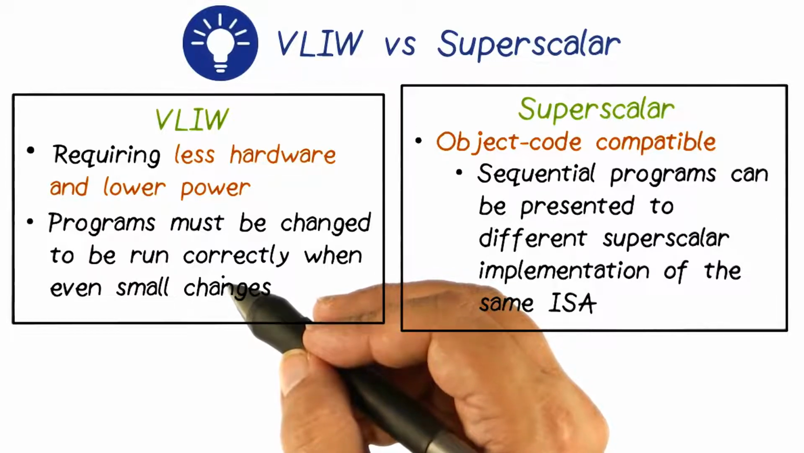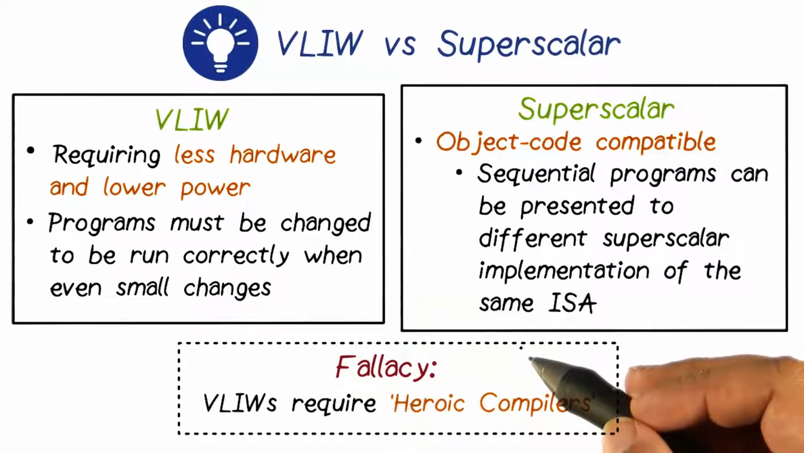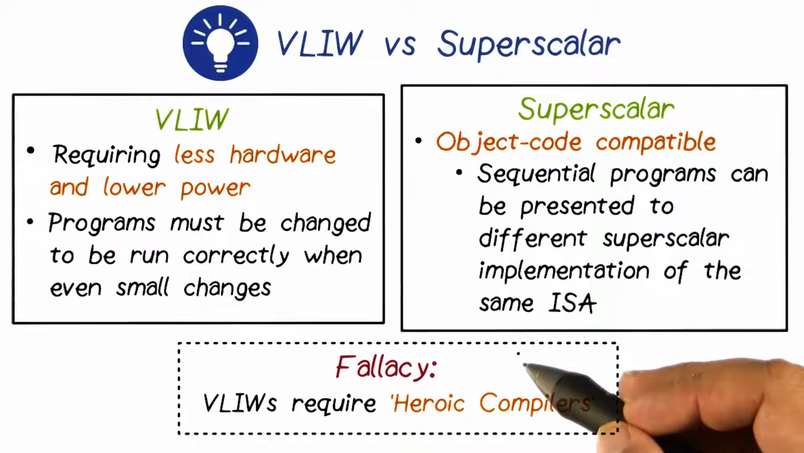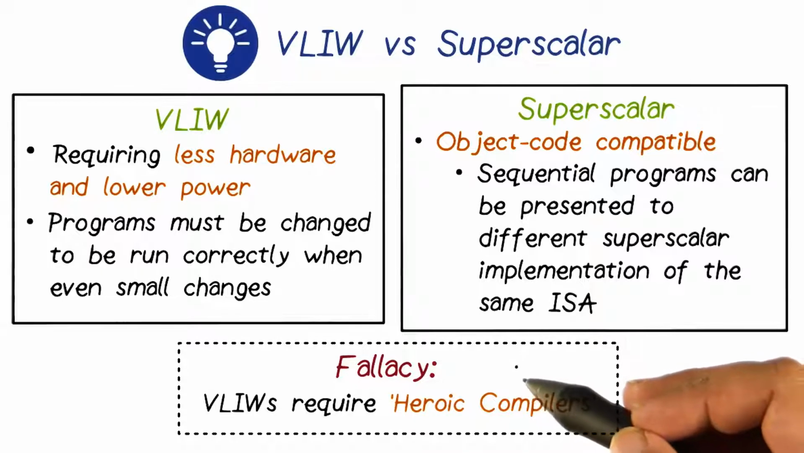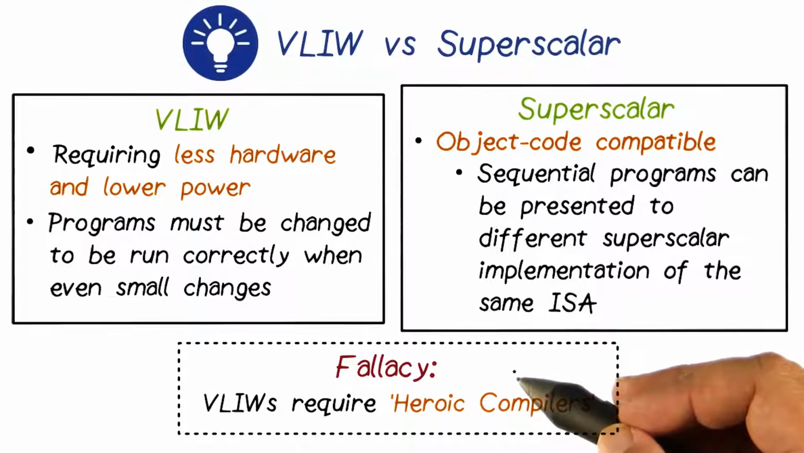Whereas this is not the case for VLIWs, because if the architecture changes, the ISA changes, and therefore we must recompile the program again. So looking at these different trade-offs, you must be wondering that all the important work in VLIWs is done by the compilers, and so we must need heroic compilers. Is that the case? That's a fallacy. In other words, the compiler has to be sophisticated, but there is nothing heroic about those as commonly misunderstood.